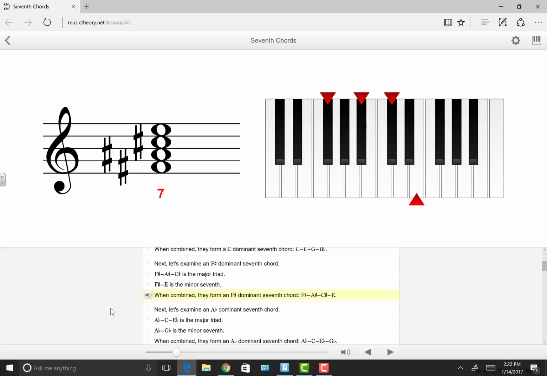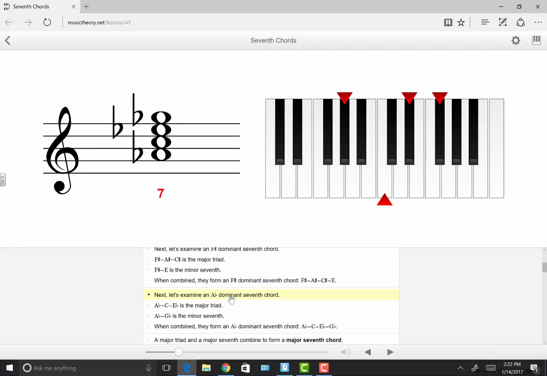And let's go ahead and examine the A flat dominant seventh chord. So we need a major triad and a minor seventh. So here is our major triad, A flat, C, E flat. And here is our minor seventh, A flat up to G flat. When combined, they form the A flat dominant seventh chord, which is A flat, C, E flat, G flat.